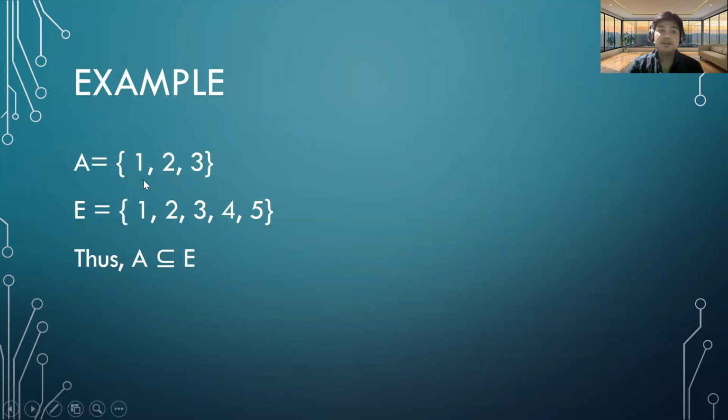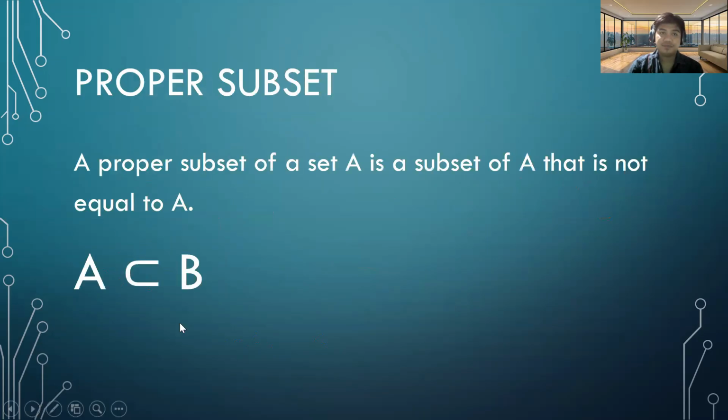Okay, another example. So we have {1, 2, 3} and then {1, 2, 3, 4, 5}. So as you can see, all the elements in set A are in set E. So ibig sabihin nun, set A is a subset of set E. So lahat yan, subset ni set E.